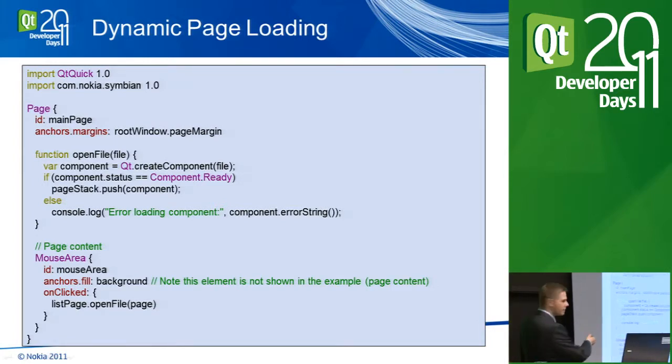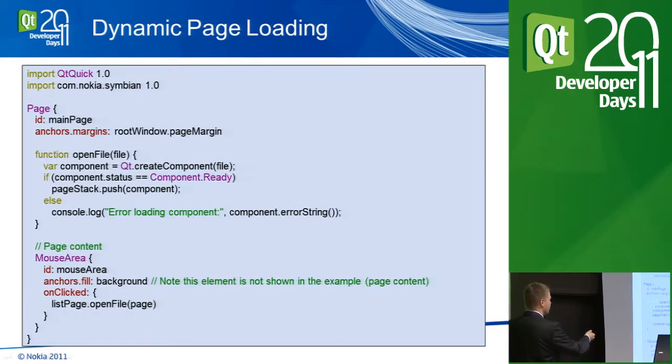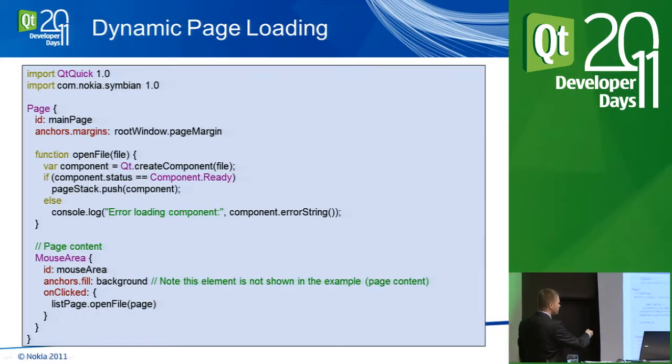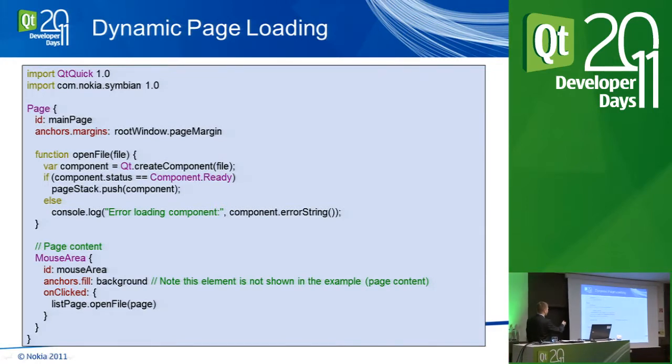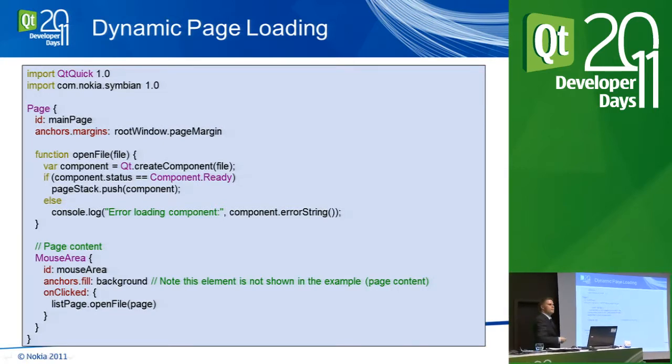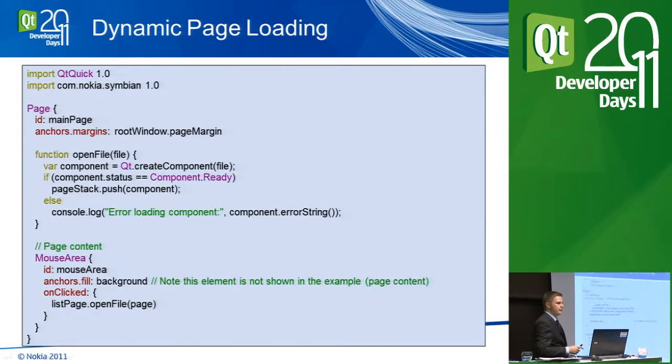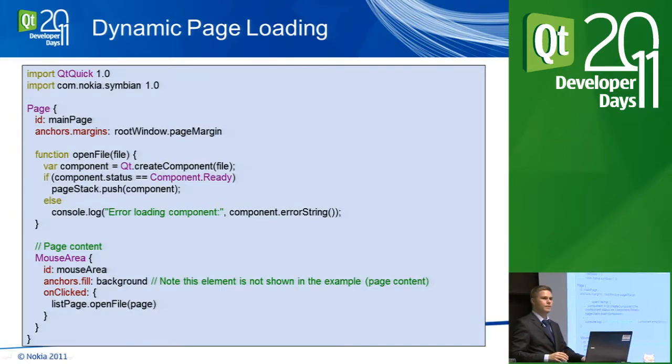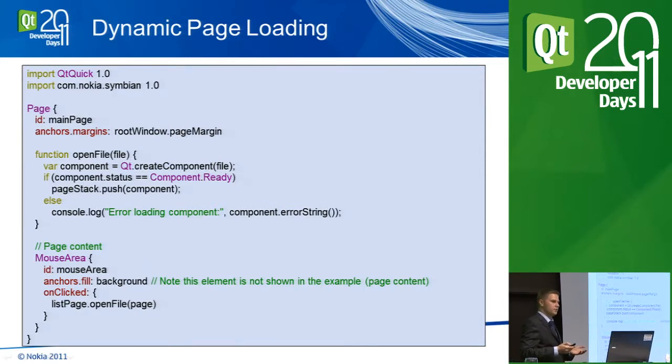Like here. So in this example, what we do is that we implement a function to load a file. And in that function, we create a Qt component from a file, we instantiate it, and we put it into a page stack. And that pushes a new page into our page stack, bringing it into view.